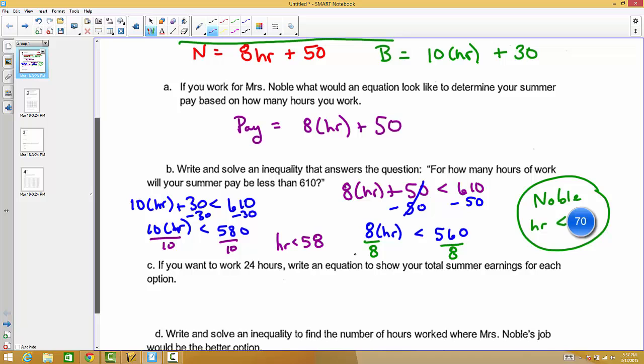All right, C says if you want to work 24 hours, write an equation to show your total summer earnings for each option. So for Mrs. Noble, you would do $8 times 24 plus 50. So you'd probably want a calculator to do 8 times 24, and that gives you 192. And 192 plus 50 is equal to 242.